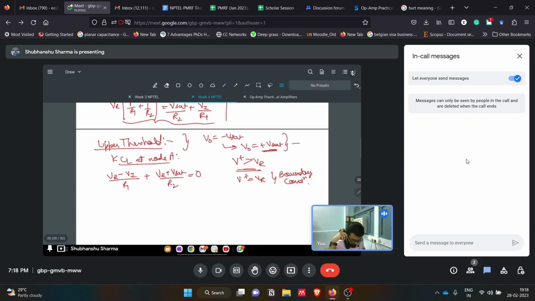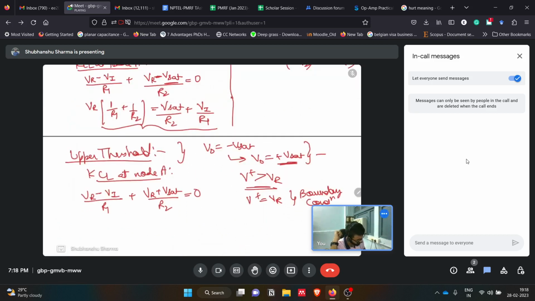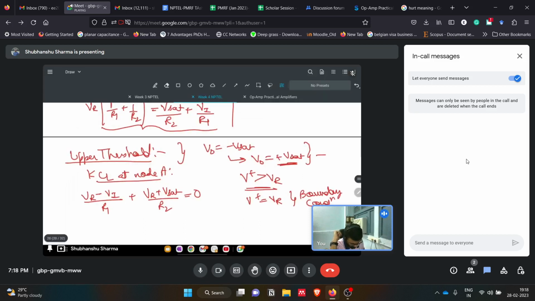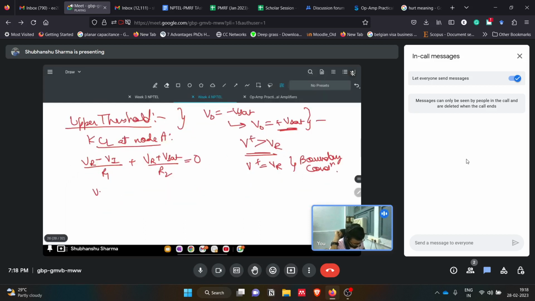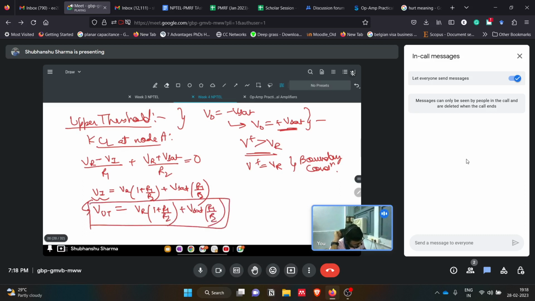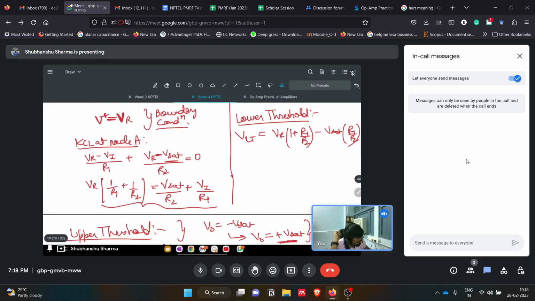Then by again solving this equation, we'll get Vi equals VR (1 plus R1 by R2) plus V sat R1 by R2, which will be VUT, because we consider this for the upper threshold voltage. So this will be VR (1 plus R1 by R2) plus V sat R1 by R2. So this is one equation for the upper threshold, and this was another equation for the lower threshold.